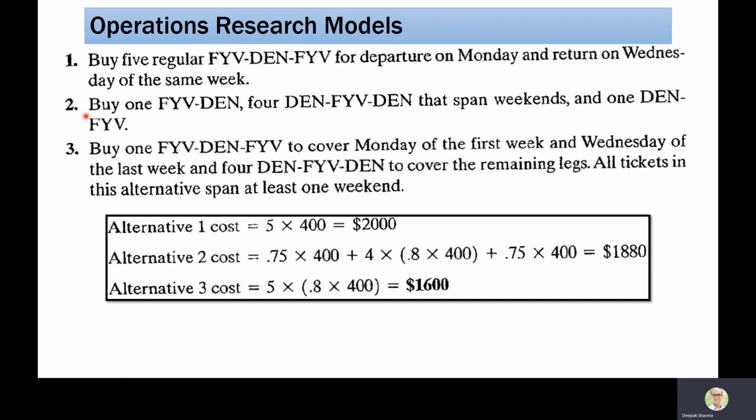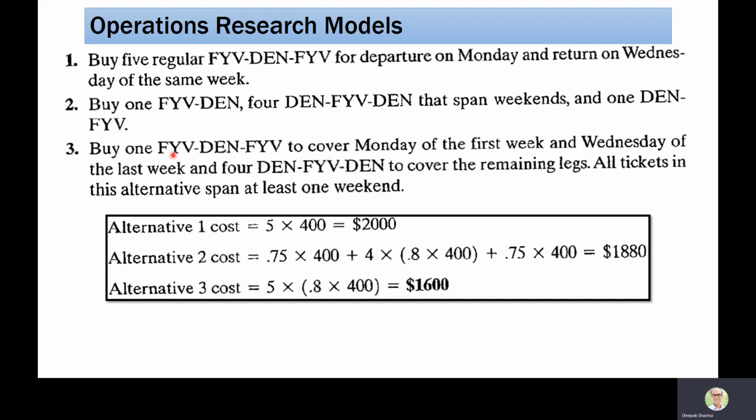Second is alternative second. We have to find the cost of 2. So the first trip is a single trip, so that's why 75% of 400. Then we are going to buy 4 tickets which span the weekend, so we have 4 into 0.8 into 400. Plus then again we have a last ticket. If we find the cost, it is 1,880 rupees.